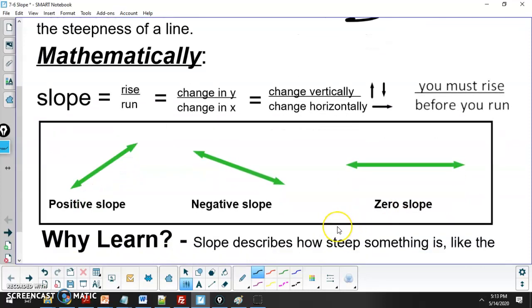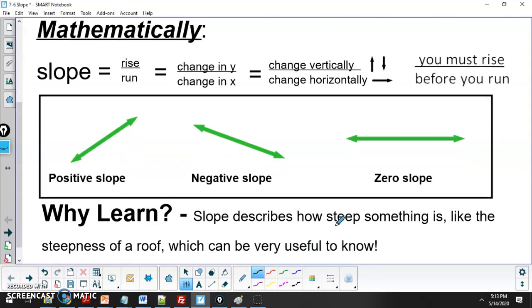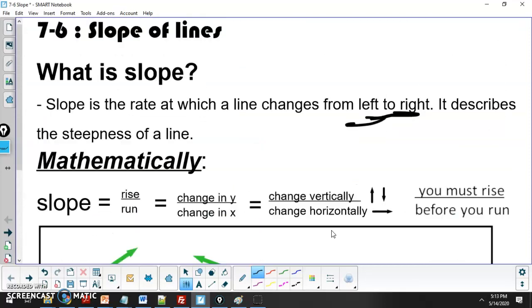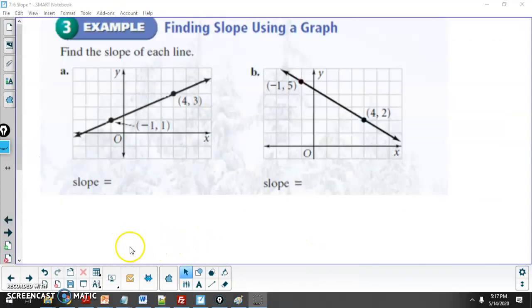All right. And why do we learn about slope? Because describing how steep something is pretty important, especially if you're working on roofs, okay? Engineers, mountain climbers, ski slopes, all right? All that has to do with slope. All right, so we're going to do a couple examples here of finding the slope, a couple basic ones here.